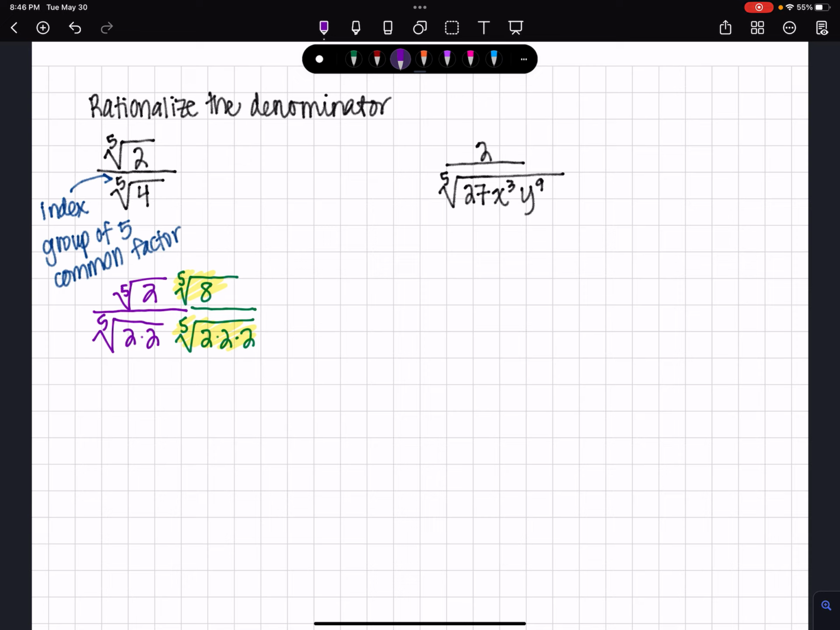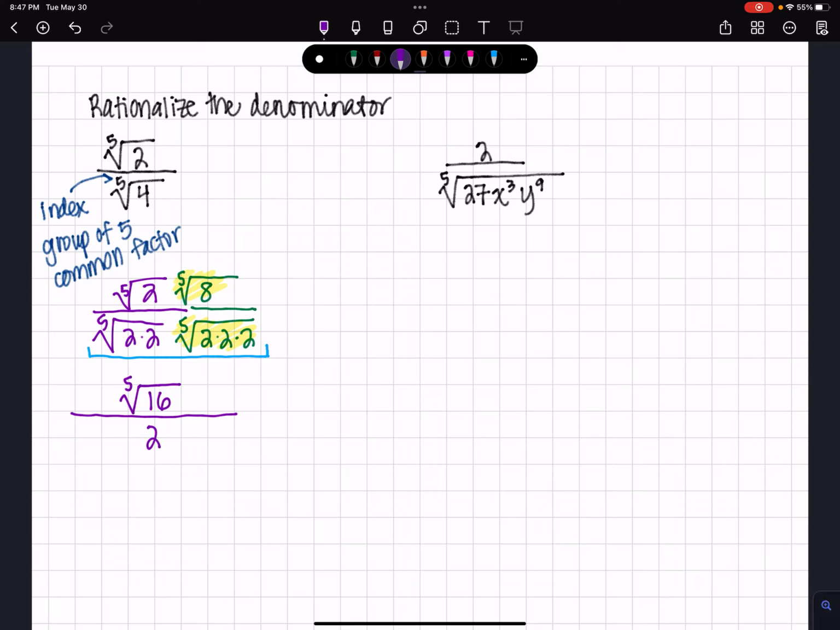So I've got the fifth root of 2 times the fifth root of 8 in the numerator. That's going to be the fifth root of 16. Now, 16 is 4 twos, so I can't break that radical down anymore. It's just going to stay the fifth root of 16. But in the denominator, the fifth root of 32, which is what 2 times 2 times 2 times 2 times 2 is. 2 times 2 times 2 times 2 times 2 is 32. The fifth root of 32 is 2.